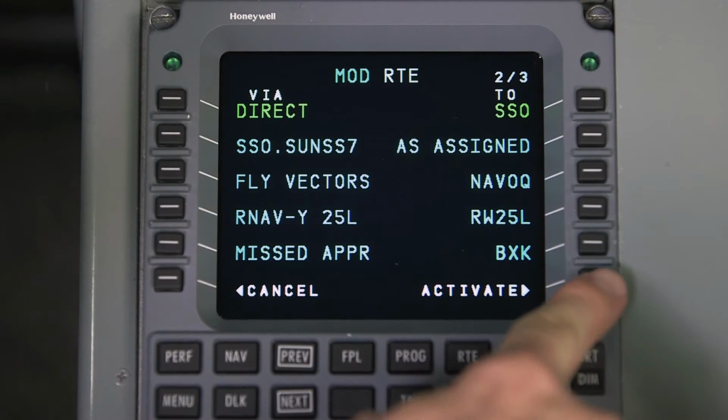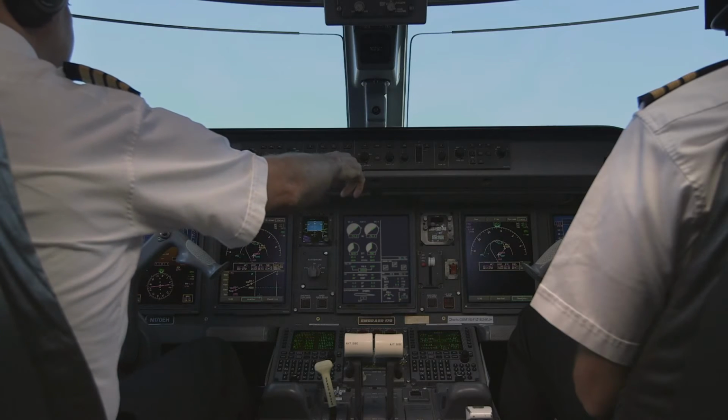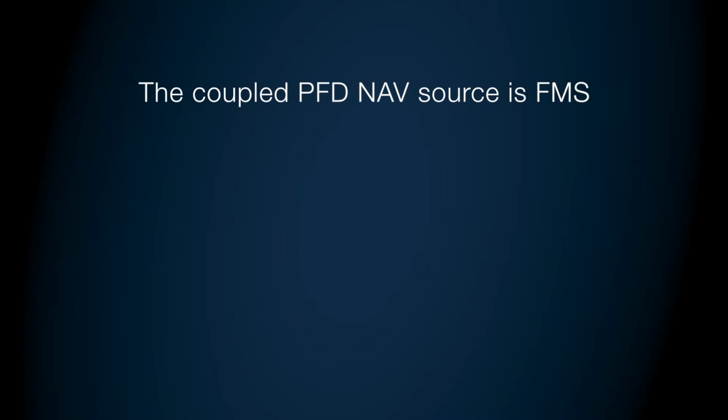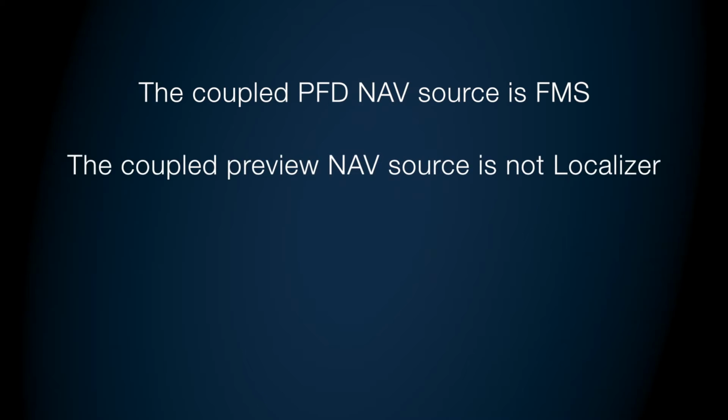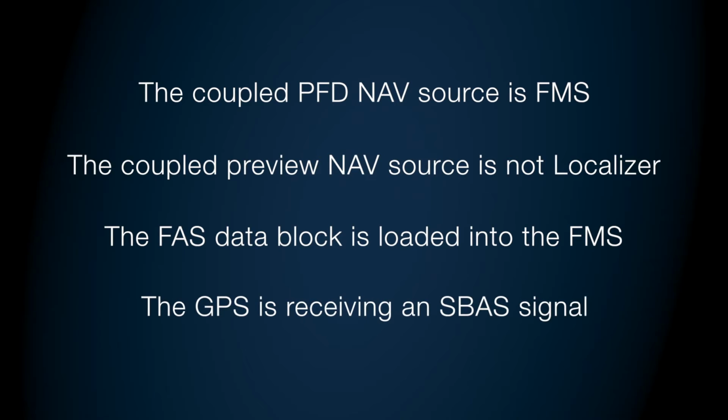After an RNAV LPV approach is loaded into the FMS and the approach is armed by the crew, the LPV armed annunciator is displayed in white on the PFD when the following criteria are met. The coupled PFD nav source is FMS. The coupled preview nav source is not Localizer. The FAS data block is loaded into the FMS. And the GPS is receiving an SBAS signal.